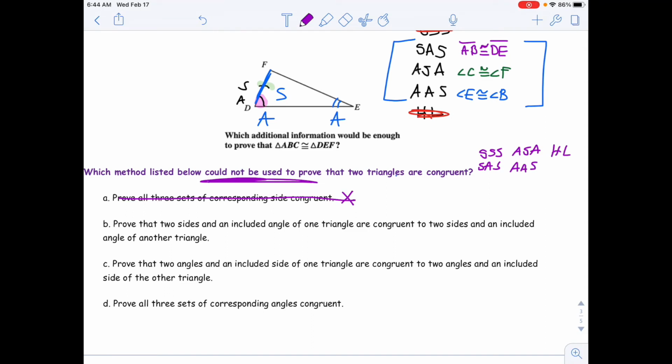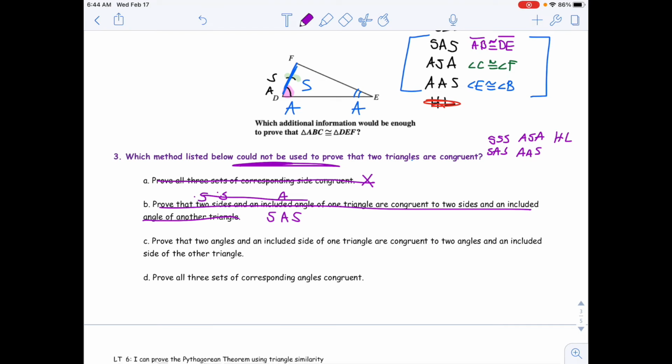All right. Prove that two sides and an included angle. So again, the included angle means that it's going to be side, angle, side of one triangle congruent to two sides and an included angle of another triangle. So two sides we have S, S, and the A goes in between the S's, so that works. So this isn't going to be our answer. Prove that two angles, so now in this case I have an angle and an included side. Included means it's between the angles. Two angles and an included side of one triangle are congruent to two angles and an included side of another triangle, so that again works.